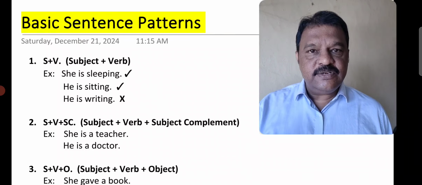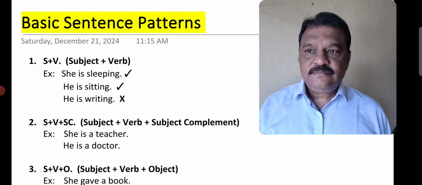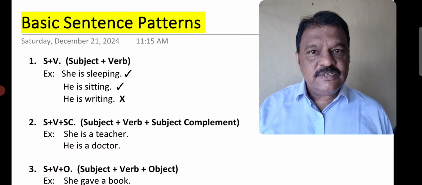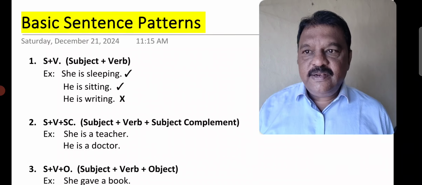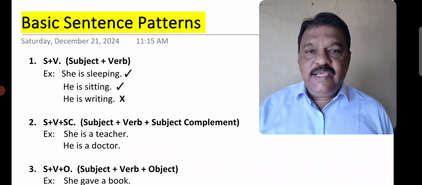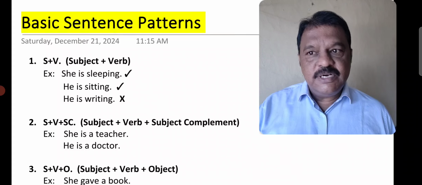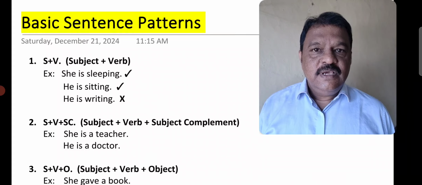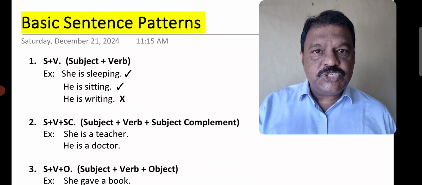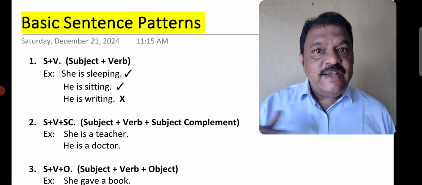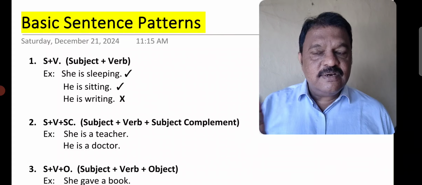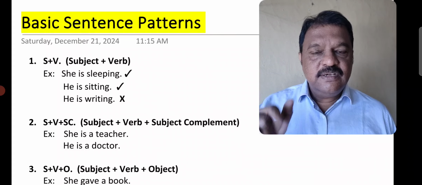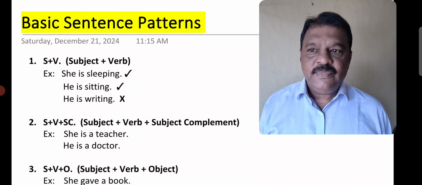Look at the second sentence. He is sitting. He is the subject, is sitting is the verb. Once again, we have used only subject and verb in this sentence, and then we have kept the full stop and we have ended the sentence. We have not added any more word in this sentence.